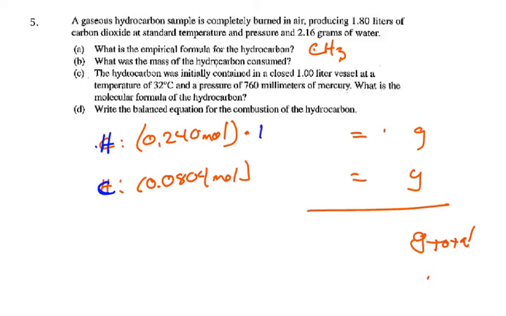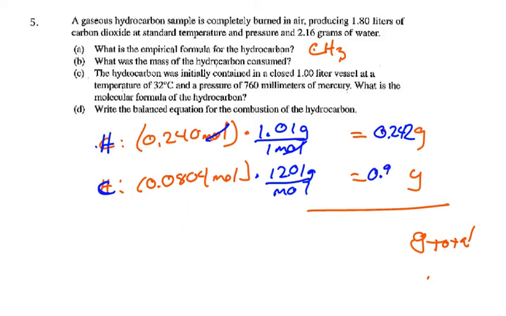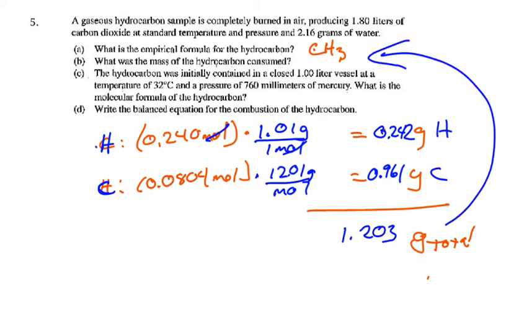So if I multiply this times the molar mass, 1.01 grams per mole, we're essentially just converting our mole amounts back to grams. And this one is 12 grams per mole. Then I'm going to get about 0.242 grams of hydrogen and 0.961 grams of carbon, and then that must mean that if I add them up, we had 1.203 grams total for our CH3 up here. So there's B.